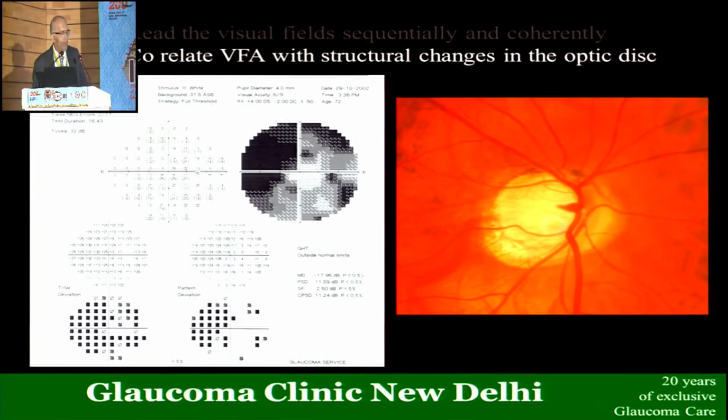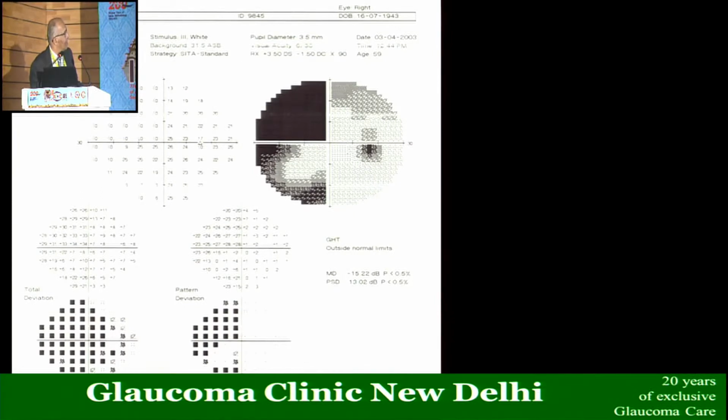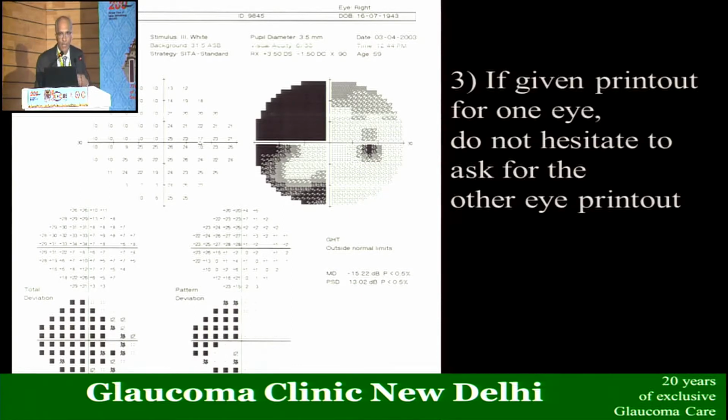That's an essential part. The third thing you've got to do is, when you get fields, read all parts, and when you look at this, you find there is a nasal depression, a superior nasal, inferior nasal involvement. But never look at the field printout of one eye in isolation. Ask for the other eye, especially in the exam. The examiners are there to help you, and they want to see people who ask.